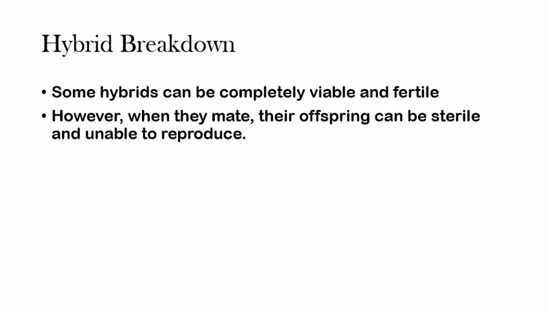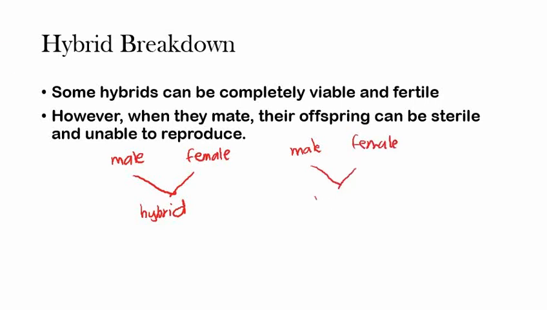Now, finally, this is hybrid breakdown. So this is even one step further. So let me do this again. You have a male and a female of different species, and they create a hybrid. And then you have a male and a female from different species, and they also create a hybrid.